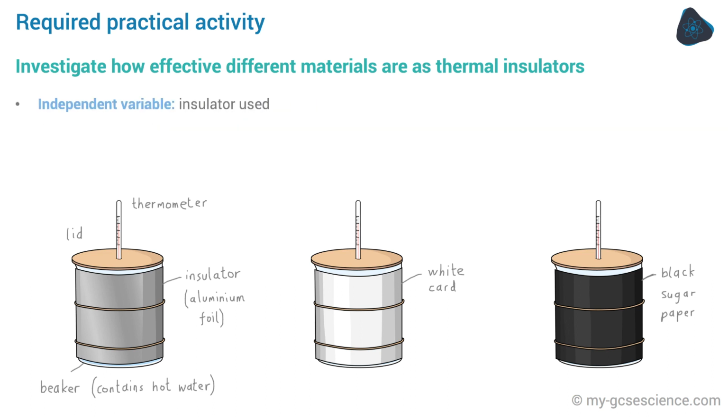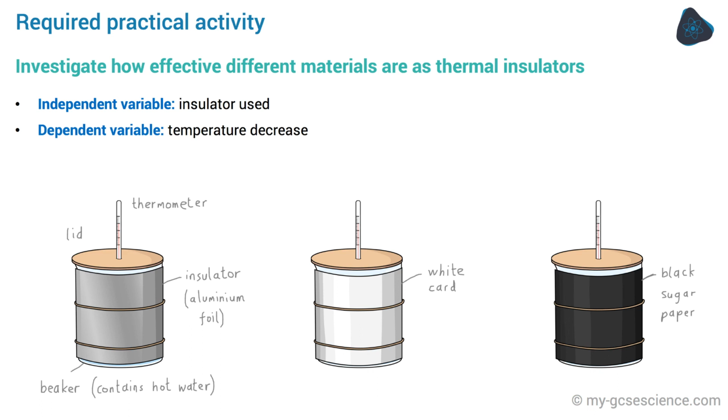Hopefully you'll see that the independent variable in this investigation is the type of insulator used. This is a categoric variable. The different types of insulators used fall into different categories which can only be described by words and not by numbers. The dependent variable is the temperature decrease of the water. Changing the independent variable, the type of insulator used, affects the temperature decrease.